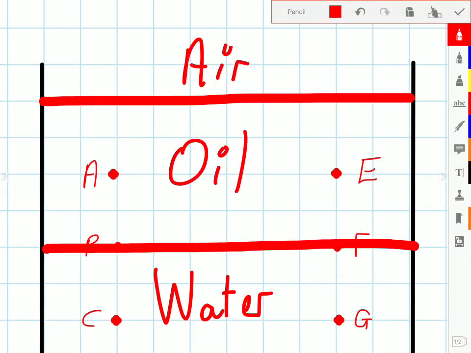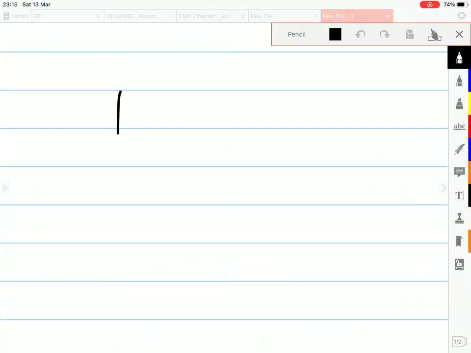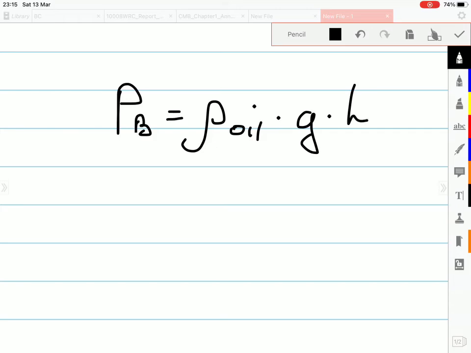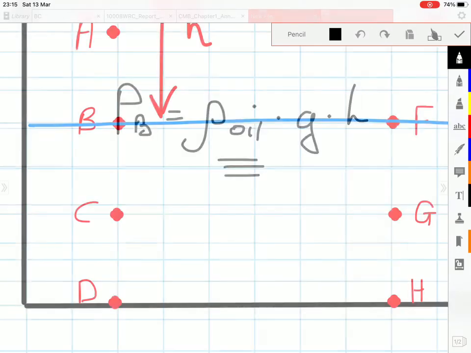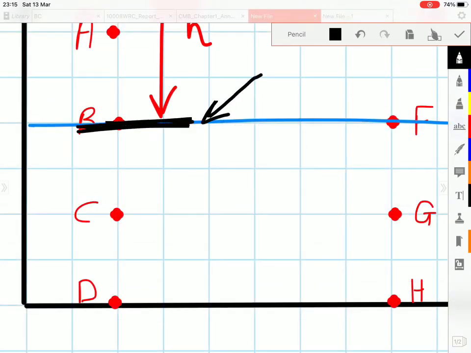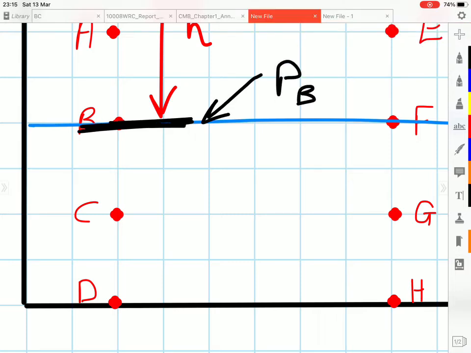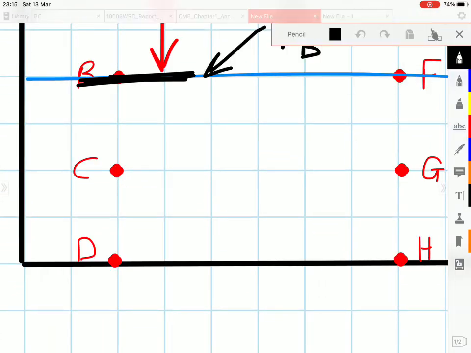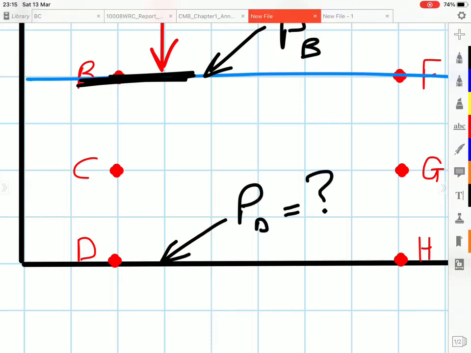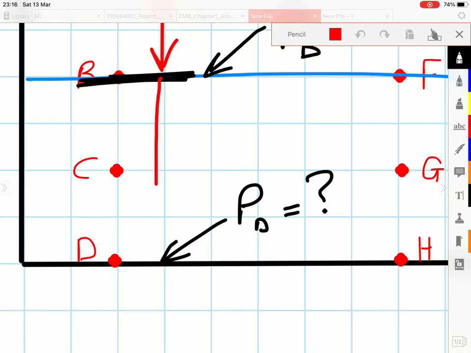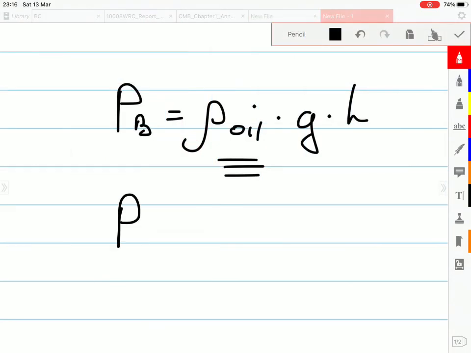Now, consider the interfaces between the different fluids, exposed to air at the top, of course. At B, we would have the density of oil giving us the pressure at B with the h down to B. And now at point D, what is the pressure there? The pressure at D would simply be equal to the pressure at point B plus the ρgh of the water below.